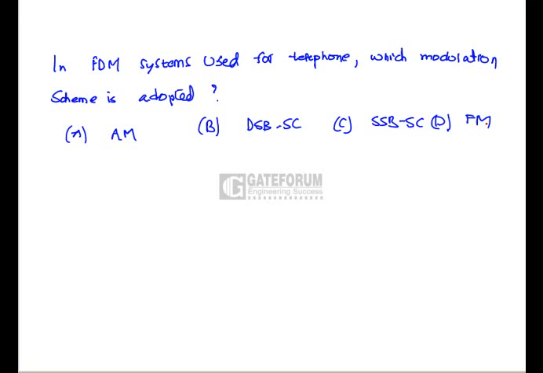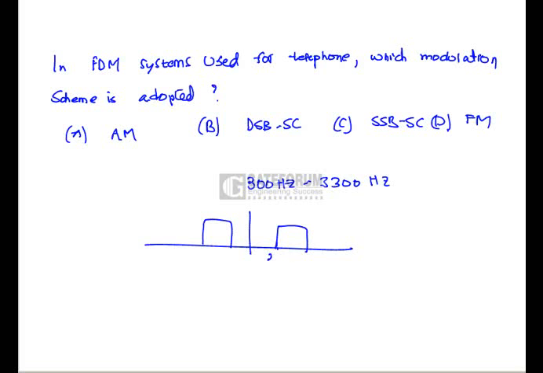In an FDM system used for telephone, which modulation scheme is adopted? Here, SSB-SC is used in FDM systems for the telephone, because in case of telephone, the frequency range is nothing but the frequency range of the voice, whose range is 300 Hz to 3300 Hz. Means there is a gap between the positive and negative frequencies, that is, this is the voice range 0.3 kHz to 3.3 kHz.